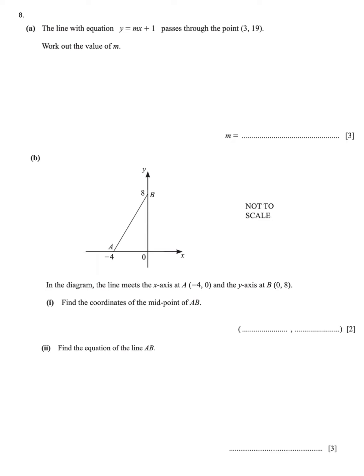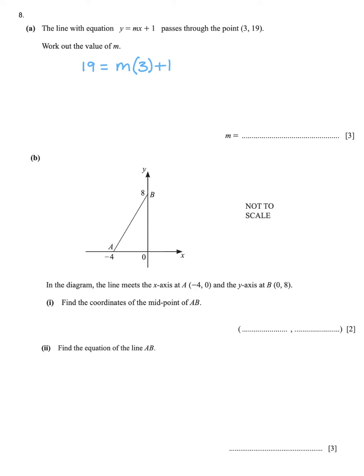So if a line passes through a point, then that means if I substitute that point in, then it must work for the equation. And therefore, if I substitute in that x is equal to 3 and y is equal to 19 into this equation, it must work. Okay, so 19 is equal to m times x plus 1.